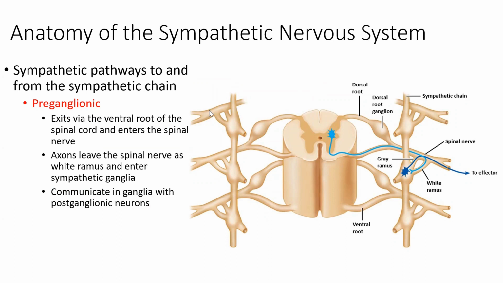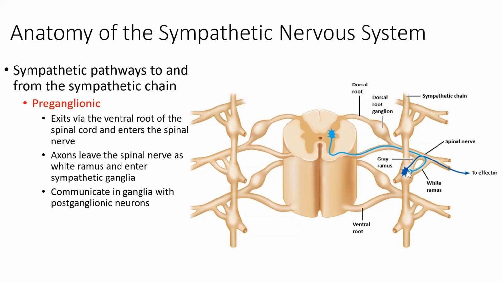Okay, now if we're looking at the anatomy of the sympathetic nervous system, we see that the preganglionic fiber arises from the lateral horn here. It's then going to use the ventral root, right? The ventral root to exit the spinal cord and make its way into the spinal nerve. And so when it's doing that, it's going to be considered a white ramus fiber, right? It's going to be myelinated and it's going to be a white ramus fiber.